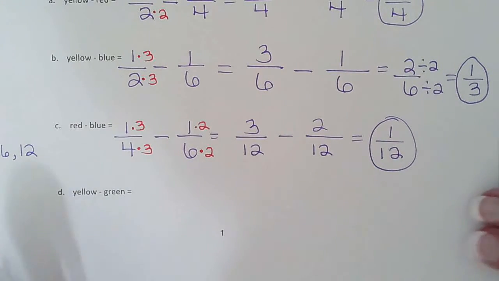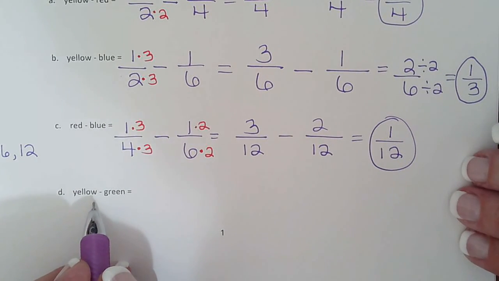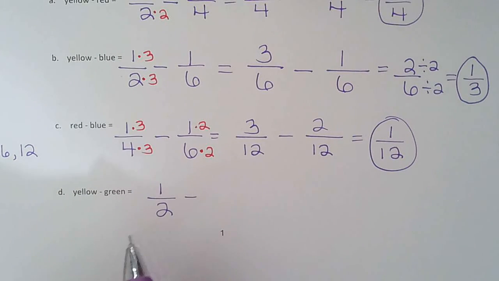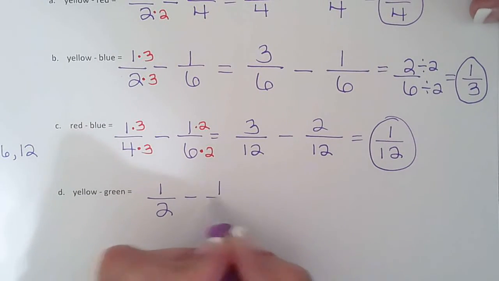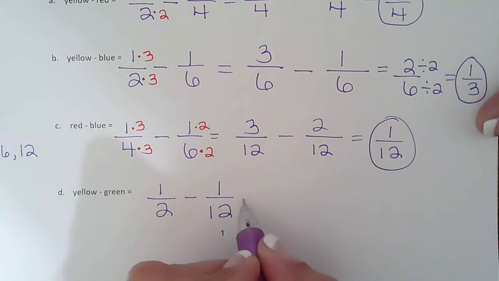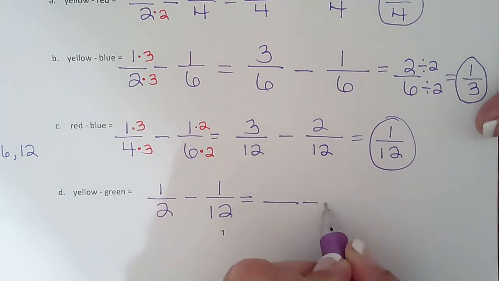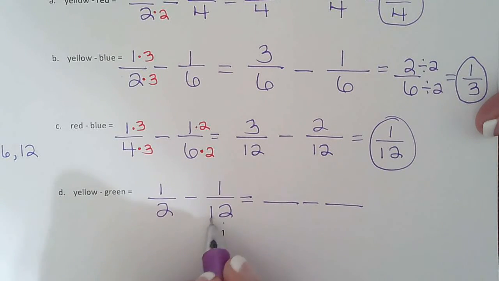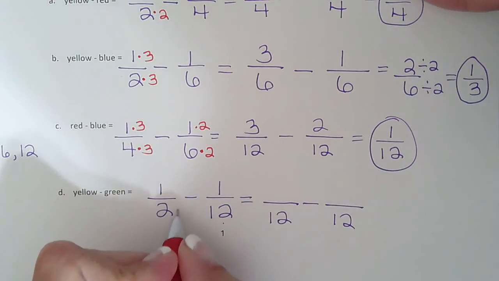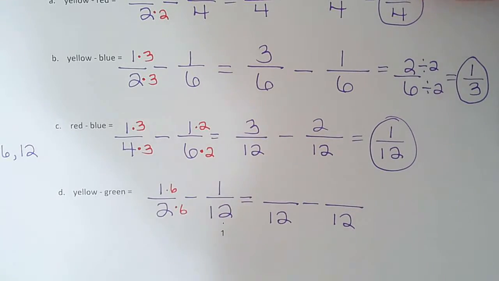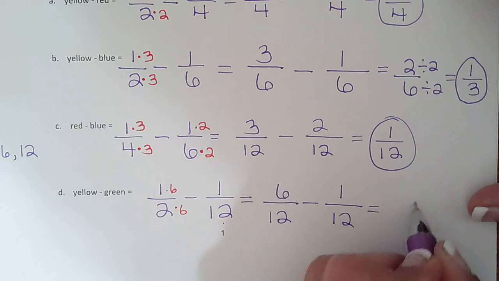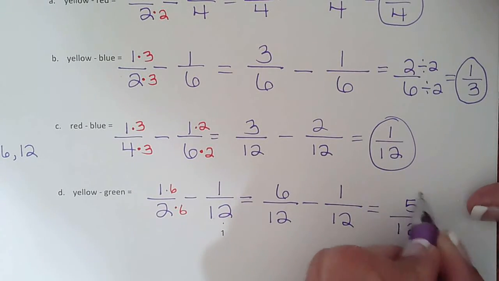And last one on this page, yellow minus green. So yellow is 1/2 minus green, which is 1/12. And I'm just looking at the numbers above. Common denominator is, look at the big number. Does 2 go into it? Yep. So there's my common denominator. So multiply both of these by 6 to make it 12. So 6/12 minus 1/12 already has it. 5/12.